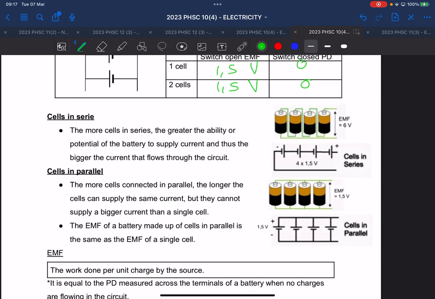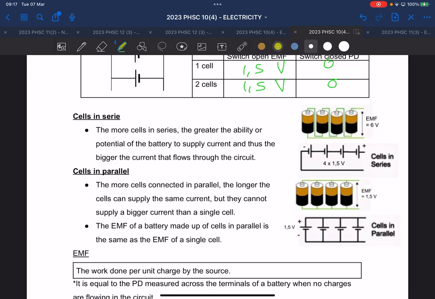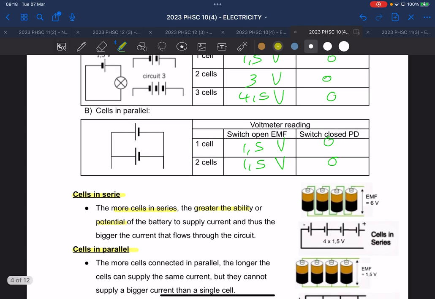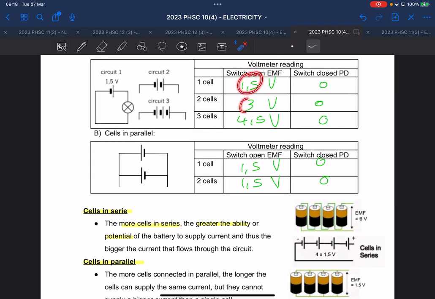Alright, so what did we just look at here? We looked at cells in series and cells in parallel. Okay, so what are the characteristics of cells in series? The more cells you have in series, the greater the ability or the potential of the battery. So we saw that we had 1.5, 3, 4.5. So our volts increase, the ability becomes more to supply a current, and thus the bigger the current that flows through it, because you get more sandwiches. You can walk faster.